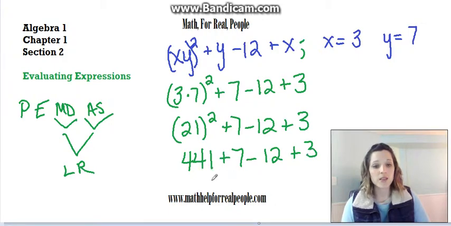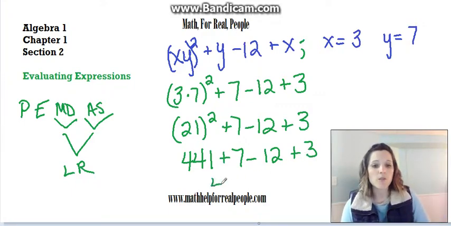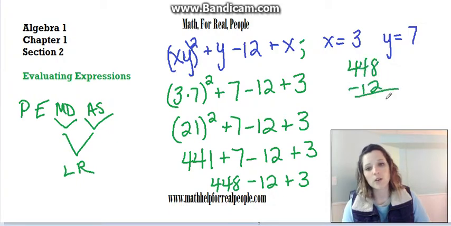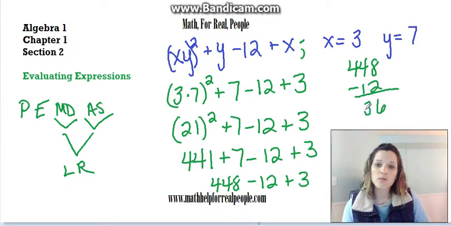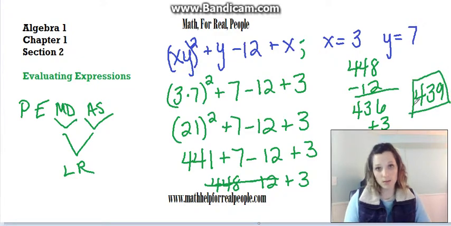441 plus 7, it's adding and subtracting from left to right, so now we literally go from left to right like we're reading a book. We get 448. So now we need to minus 12, and then we'll add 3. So 448 minus 12. I have to write this one out old school way. 436. I just did that part. And then I add my last 3. So I get 439 for my final answer.